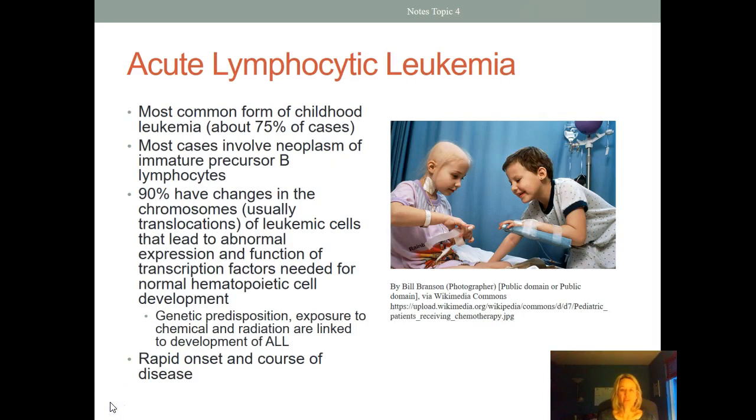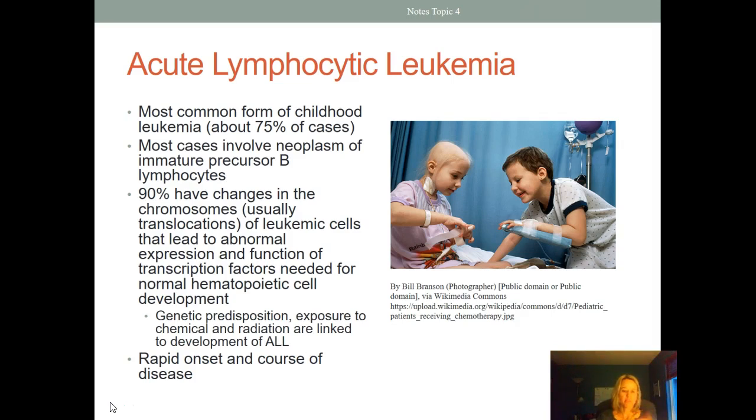Acute lymphocytic leukemia is the most common form of childhood leukemia, accounting for about 75% of the cases. Most cases involve immature precursor B lymphocytes. About 90% of these patients have changes in their chromosomes, usually due to translocations, that lead to abnormal expression of transcription factors that are needed for normal blood cell development.